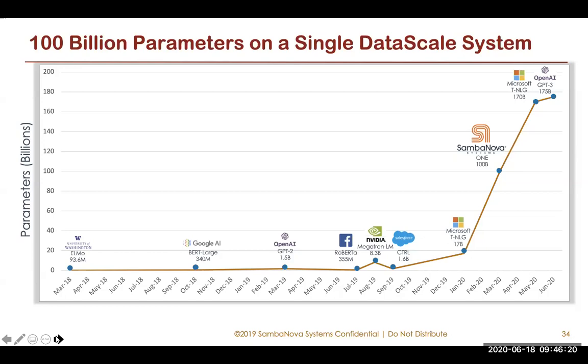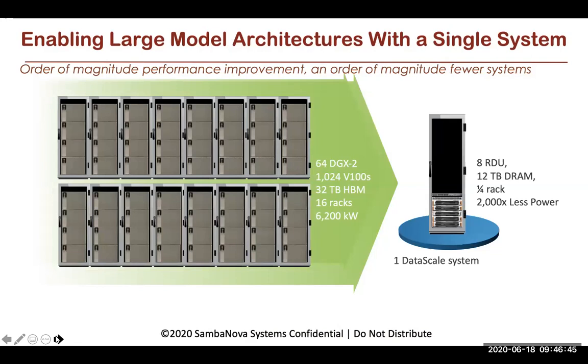And so this training mechanism we call SambaNova 1. So at the beginning of this year, we announced that with a single data scale system, we could train a 100 billion parameter model. And so this enables you to take what was 1,000 GPUs, which represented 64 DGX2 systems, and reduce it to a quarter rack with 8 RDUs, right?